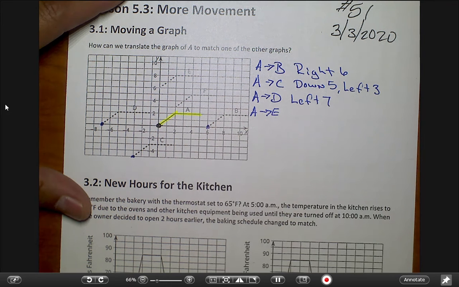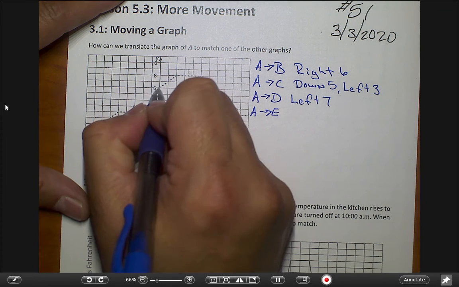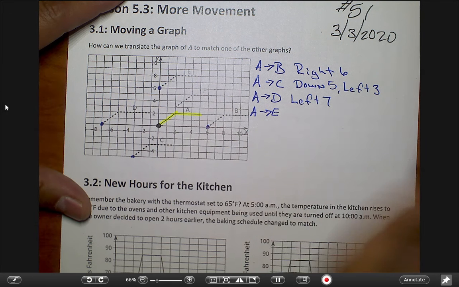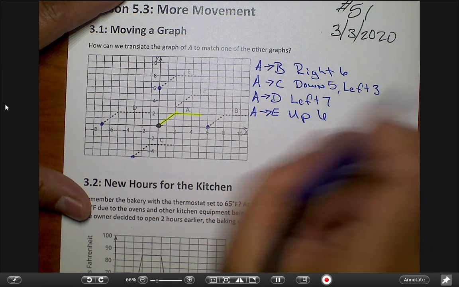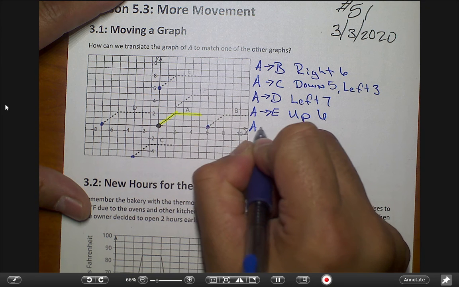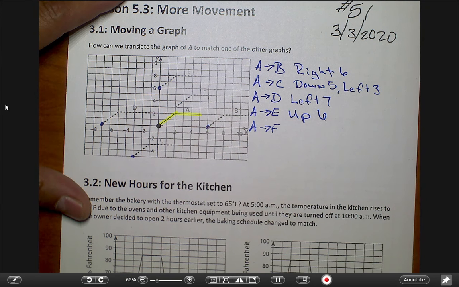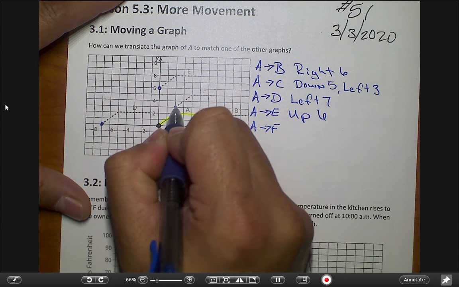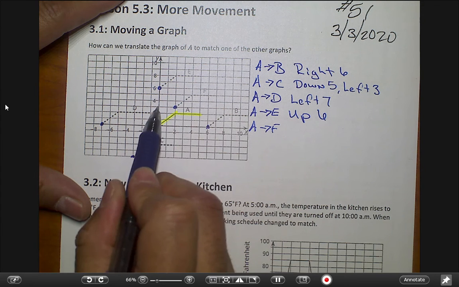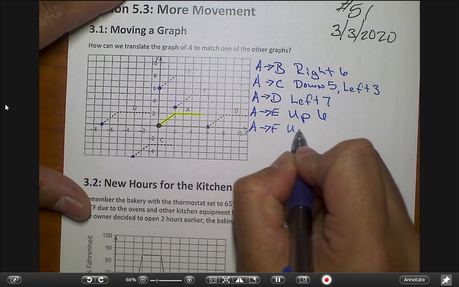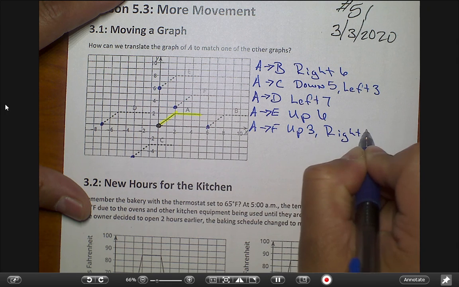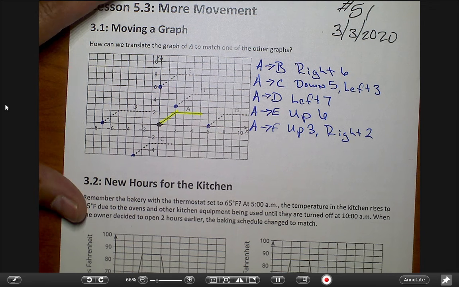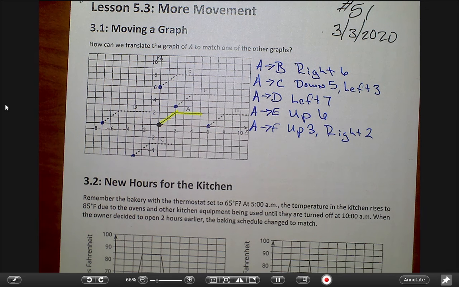All right, A to E. Up 6. Up 6. Yeah. And the last one is going to be A to F. Up 3 and right 2. Up 3, right 2. Super easy, right?